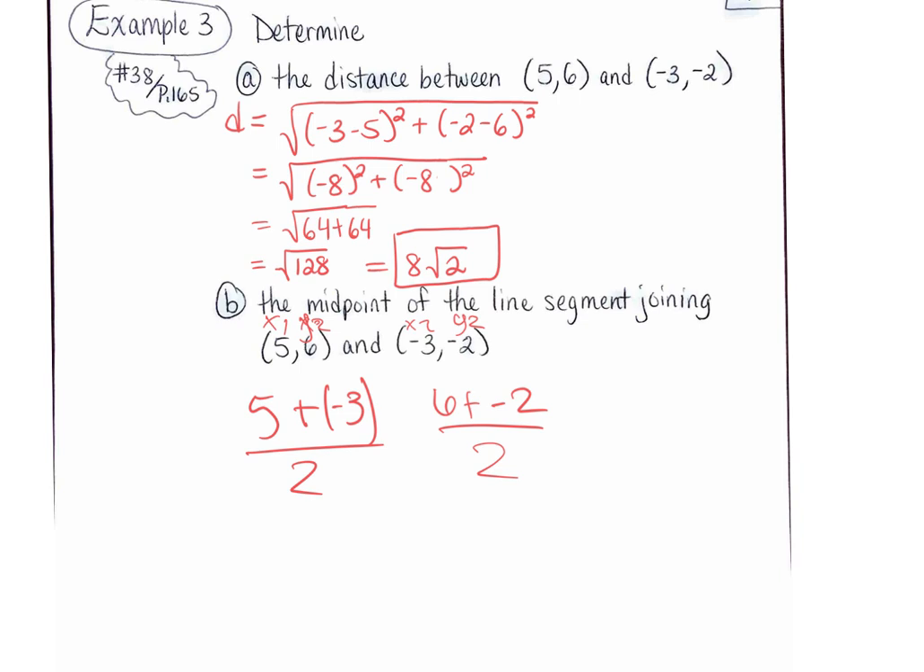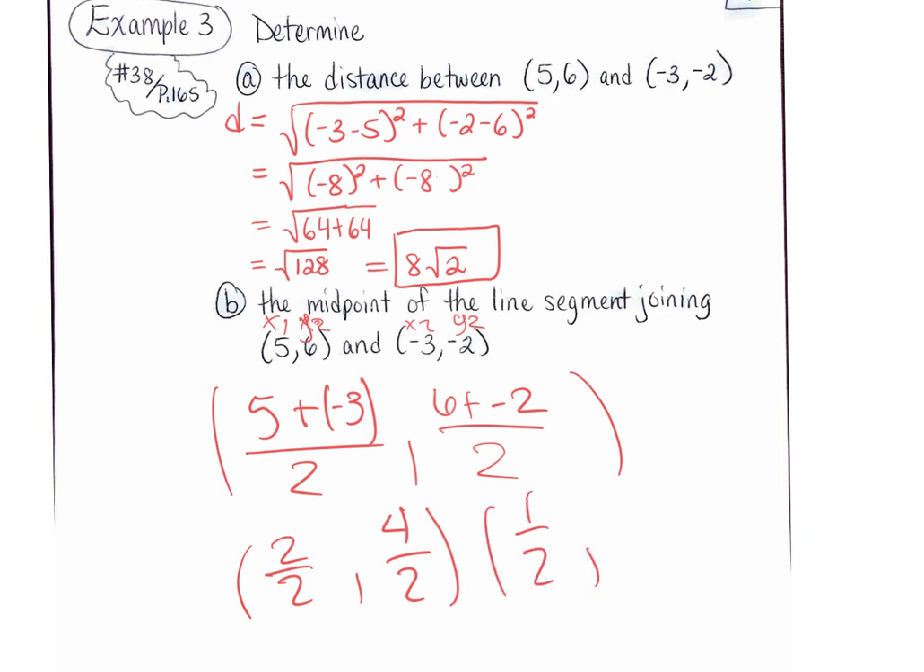And if you add 5 plus -3, you get 2. Hold on 1 second. What's missing from that line? The comma. Comma and what else? Yeah, good. And then you get 4 over 2. And if you simplify both of those, you get 1 over 2.